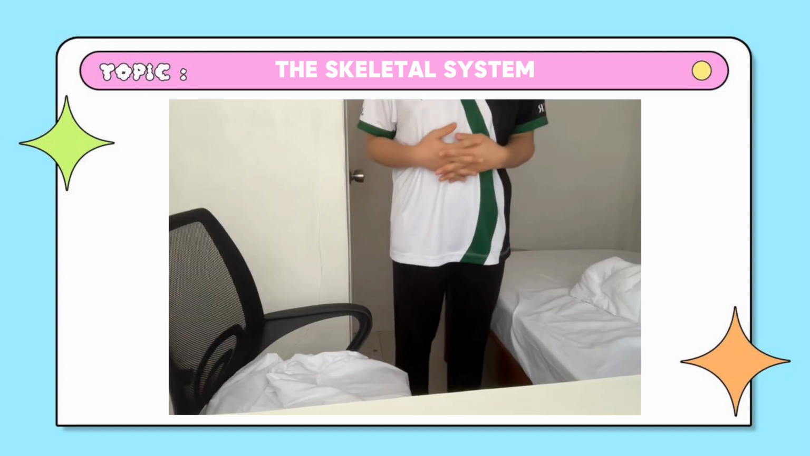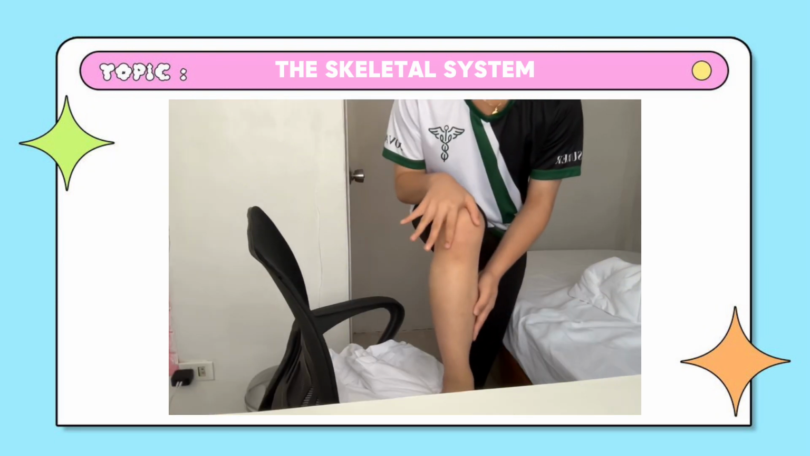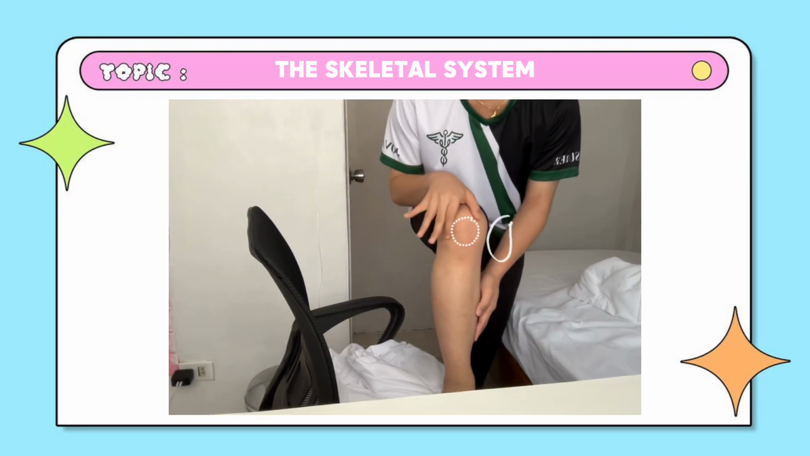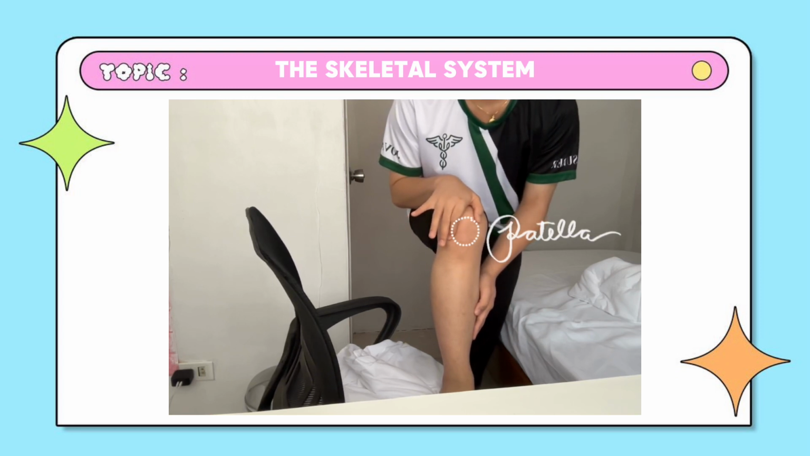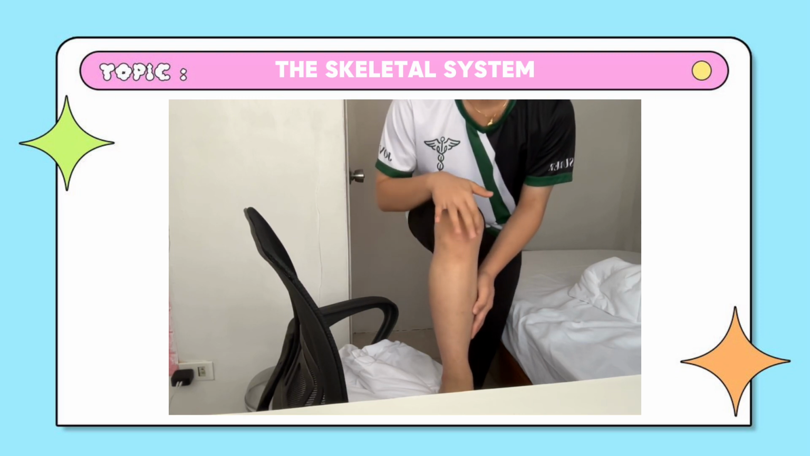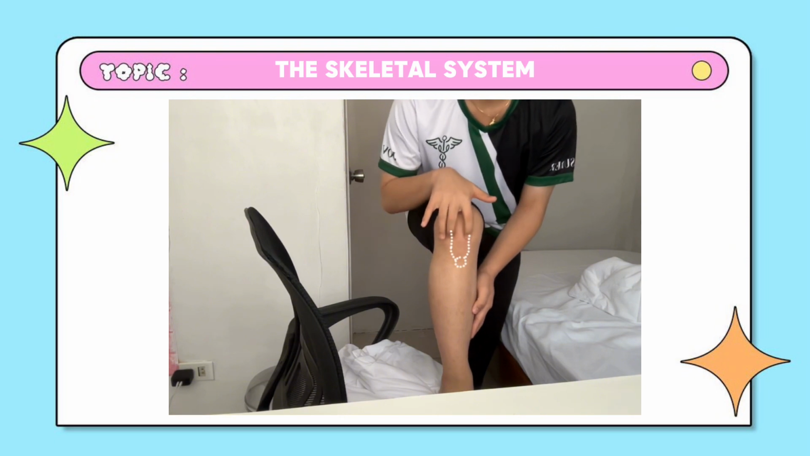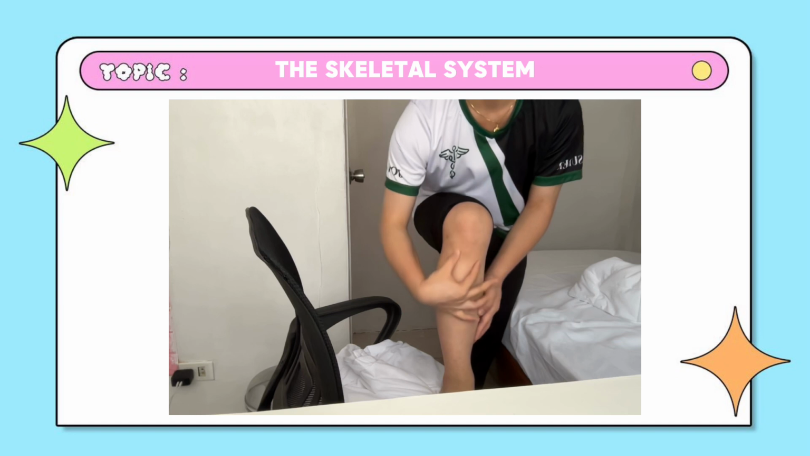Next, we are going to locate the patella and tibial tuberosity. So, feel the kneecap. So, this is the kneecap, also known as the patella, and palpate the ligaments attached to its borders. So, here. Follow the inferior ligament to the tibial tuberosity. So, here is the tibial tuberosity.